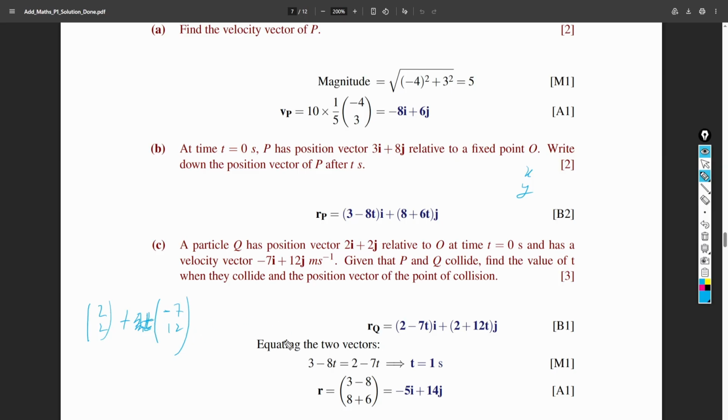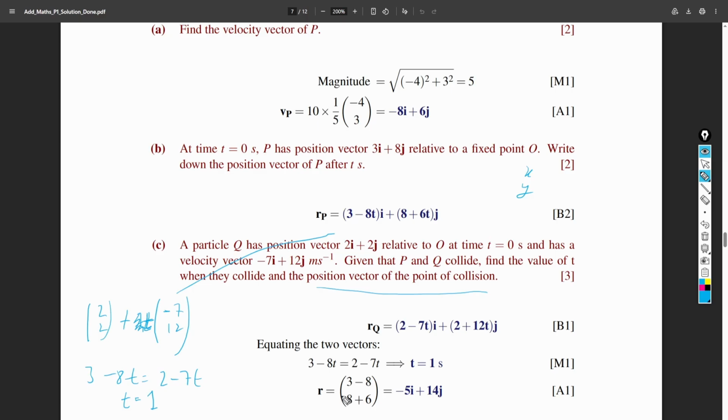So over here, we simply now equate these two equations. X and the y should be the same, right? So 3 minus 8t will be equal to 2 minus 7t. So that's what we do, and then we find the value of t by solving this. We could also do it for y. We will get the same value. If we didn't, they would not have been colliding. So we should get the same value of 1. So find the value of t and find the position vector of the point of collision.